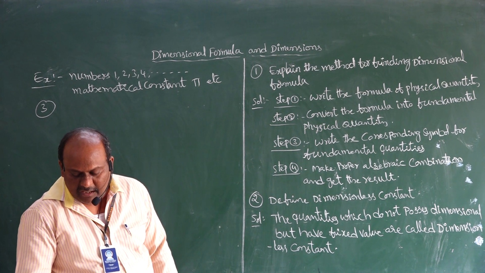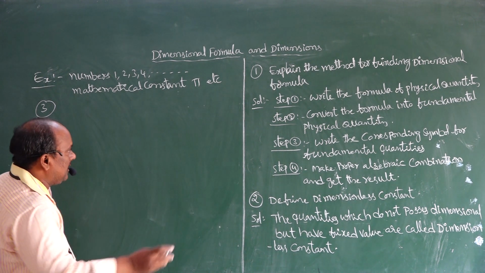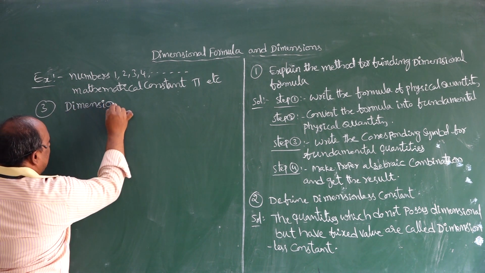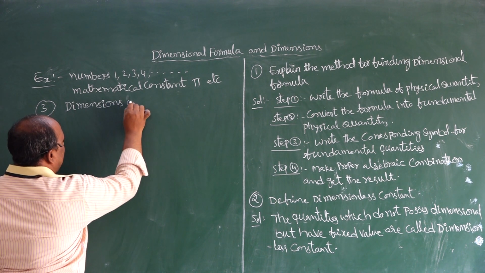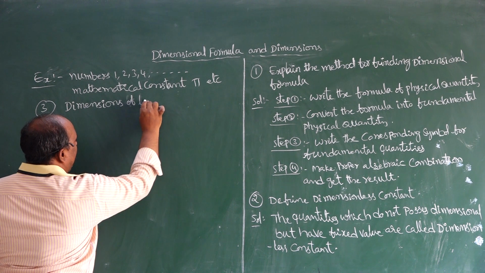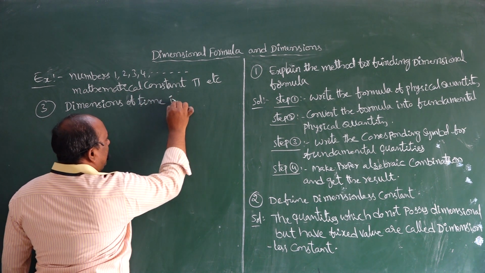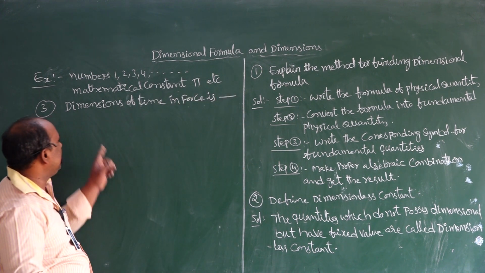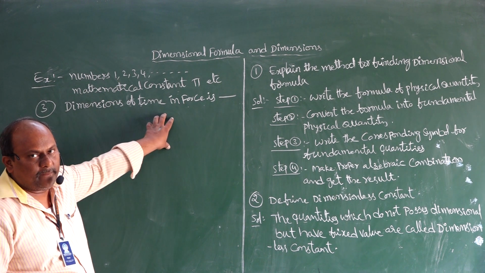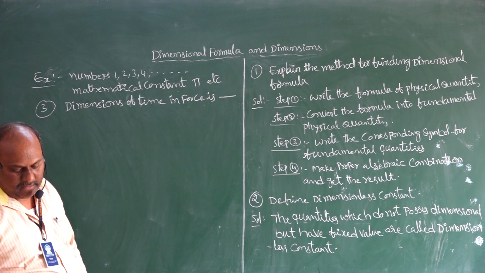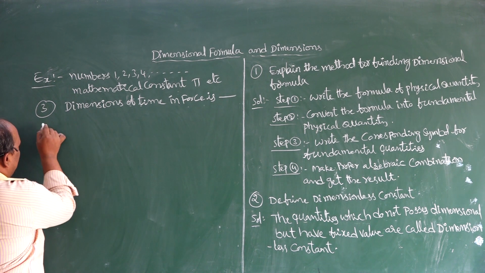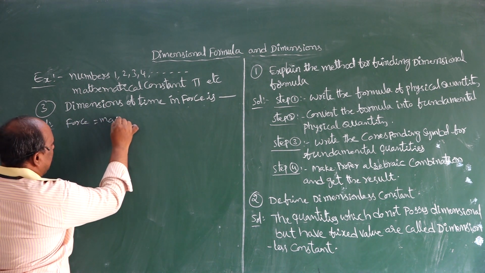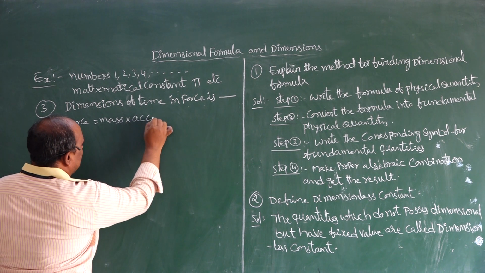Now we'll go to question number 3. Dimensions of time in force is dash. What you are asking here? Dimensions of time, that is physical quantity, in which physical quantity? Force. Now, how can you find out? First, you should write the formula. Force is equal to mass into acceleration.